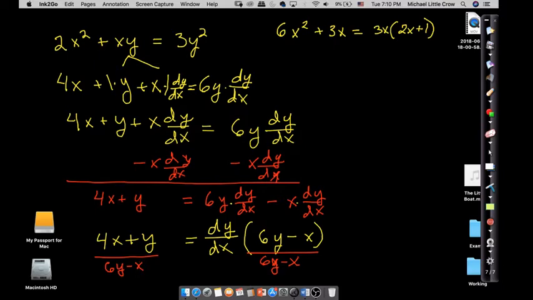So what's our final answer? These cancel. dy/dx is equal to this fraction. So maybe we write that up here somewhere. dy/dx is equal to 4x plus y over 6y minus x.